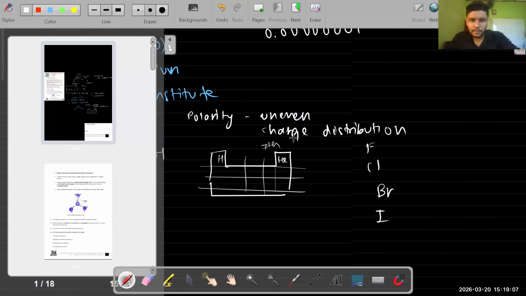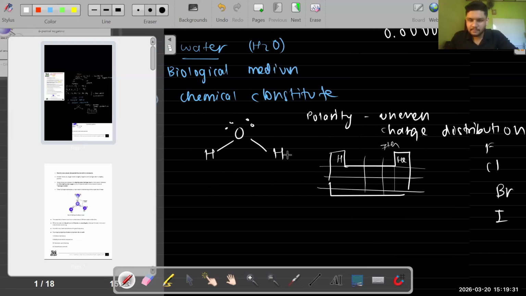So the seventh group elements contain the highest electronegativity. You might ask, sir, what is electronegativity? You have learned this in your O-levels, but still, it's my job to revise those things. Electronegativity is the ability to attract electrons. It is a tendency to attract electrons. If there's an oxygen, there's an electron, the ability to attract it, like a magnet, that is called electronegativity.